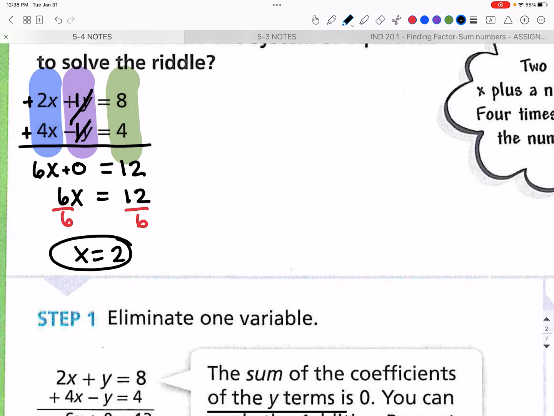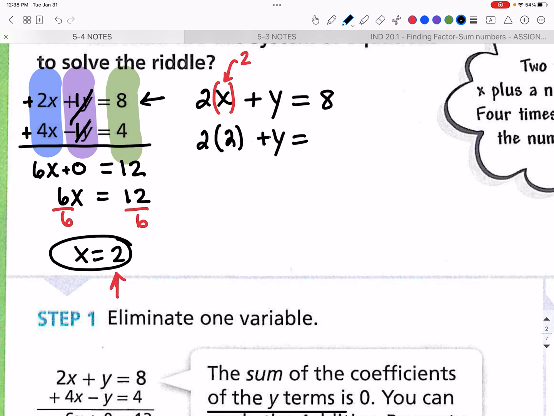Okay, so we're going to come up here to one of these two equations, and it doesn't matter. I'm going to pick this one. It doesn't really matter which one you pick, so I'm going to rewrite it. 2x plus y equals 8. And now, what do I know? I know that x equals 2, right? And so I'm going to come up here where there's an x, and I'm going to substitute a 2 in for the x, or I'm going to plug in the 2, because I now know it. It's part of my puzzle. So 2 times, now in place of the x, I'm going to put a 2, plus y equals 8.